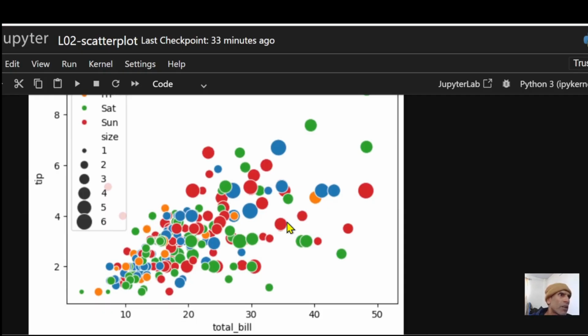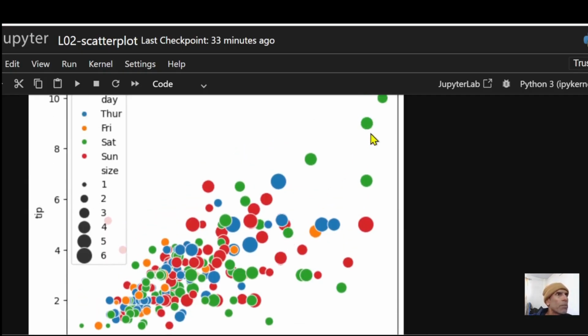Just on a side note, I'm looking at a lot of green circles over here. You can see there's a lot more green. That tells me that maybe we have more data for green and also for the red ones. You can see there's a lot of red and green over here. You don't see many orange ones. There are only a few orange ones, but a lot of green and a lot of red.